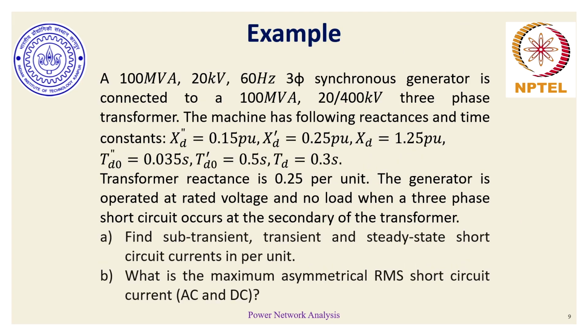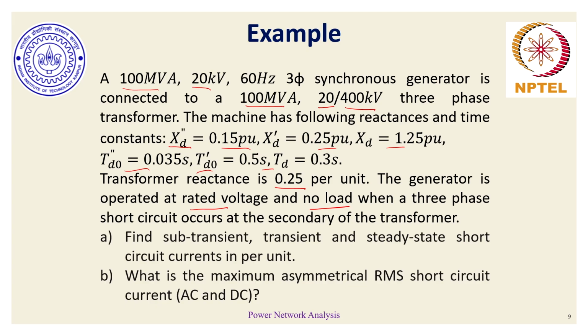behavior in steady state. So we'll conclude our discussion with a numeric example where we have a 100 MVA 20 kV synchronous generator connected to a 100 MVA 20 by 400 kV three-phase transformer. The reactances of the machine at different points of time are given. The corresponding time constants are also given. The transformer reactance is given in per unit, 0.25 per unit. The generator is operating at rated voltage and there is no load connected to it. That means it's an unloaded situation or an unexcited situation.